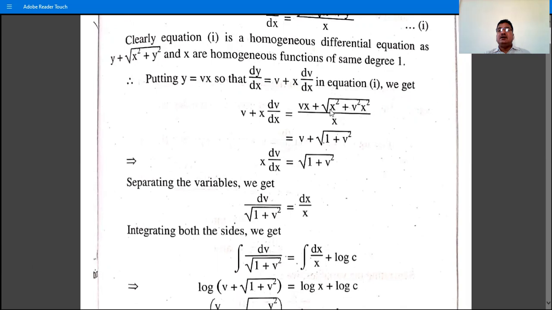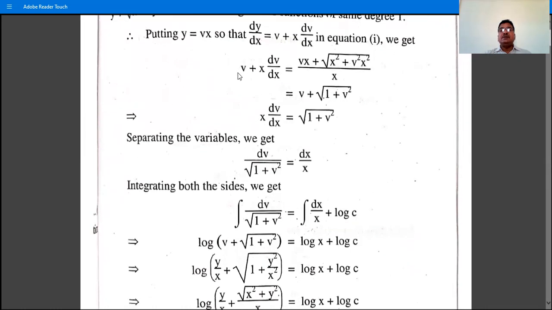After taking x square common from the root, we have x, because root of x square is x. So if you take root x square as common from the root, then we have x root 1 plus v square, and take that x common and cancel with this x. So we have v plus root 1 plus v square, and then shift this v to RHS, so v minus v becomes 0. So we have x dv by dx is equal to root 1 plus v square. This is in the variable separable form. So separate the variables.